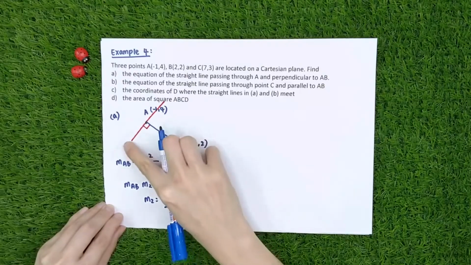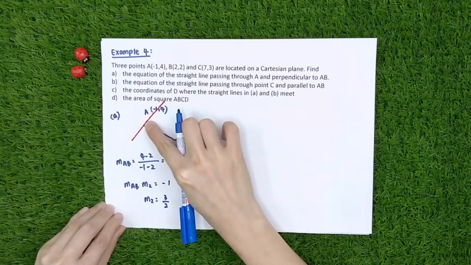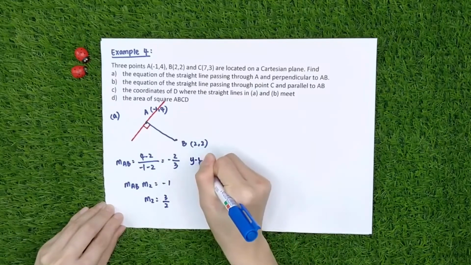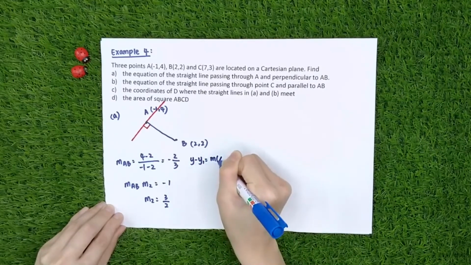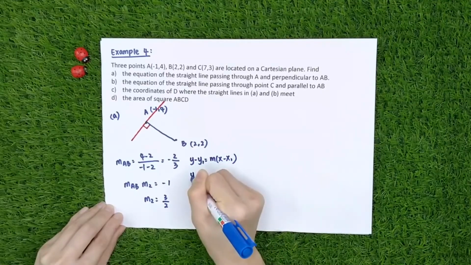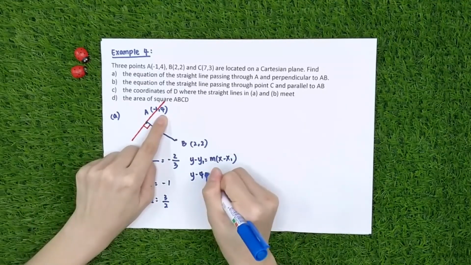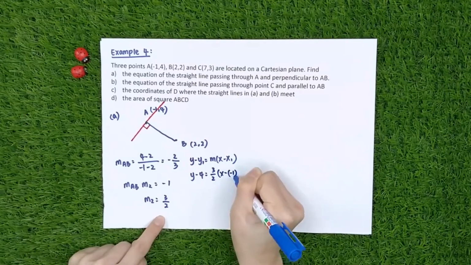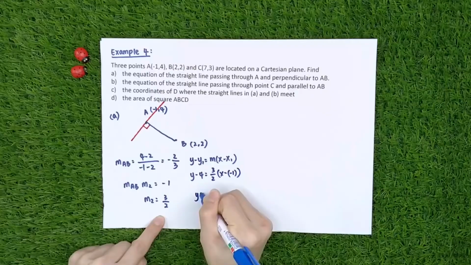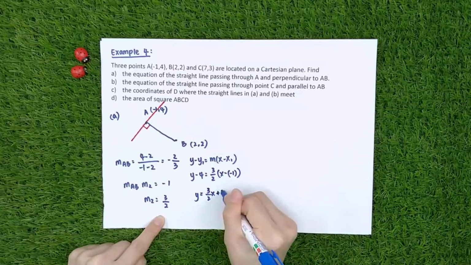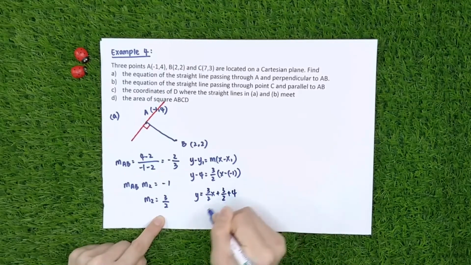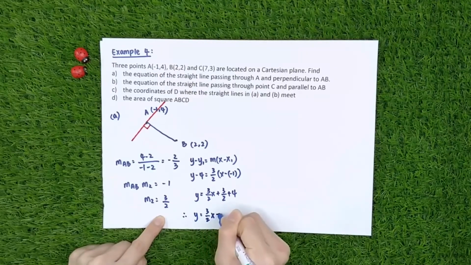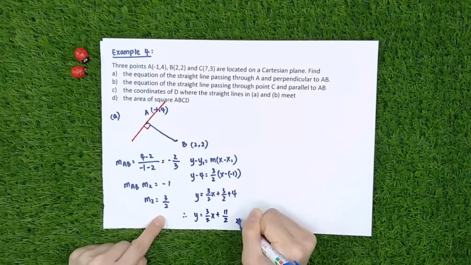Okay, so I already got my gradient and I got one of the points. So I can use the formula to find my equation. y minus y1 equals m times x minus x1. y minus 4 is equal to the gradient, 3 over 2, times x minus -1. I can get my answer: y equals 3 over 2 x plus 3 over 2 plus 4. Finally, I get my equation is y equals 3 over 2 x plus 11 over 2.